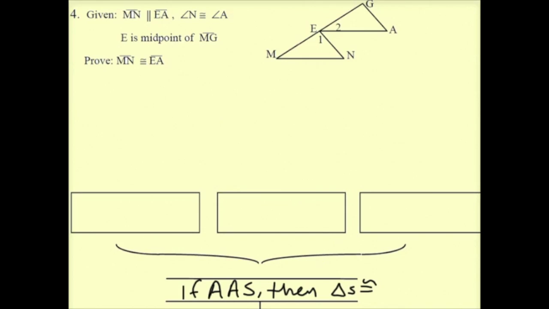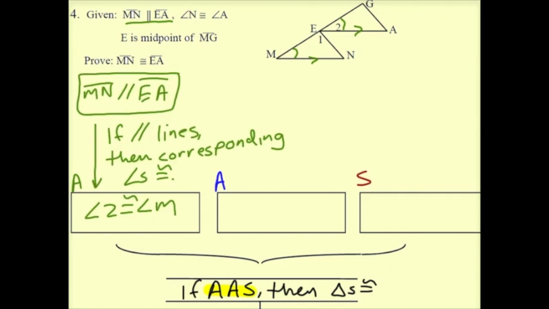All right, now since we're using the angle, angle, side theorem, we need to talk about which pair of angles, which pair of other angles, and then which pair of sides are congruent. Well, we can just start in order of the given information. We know that MN is parallel to EA, and we saw that that gave us these corresponding angles are congruent. So angle 2 and angle M are congruent. So parallel lines make corresponding angles congruent.